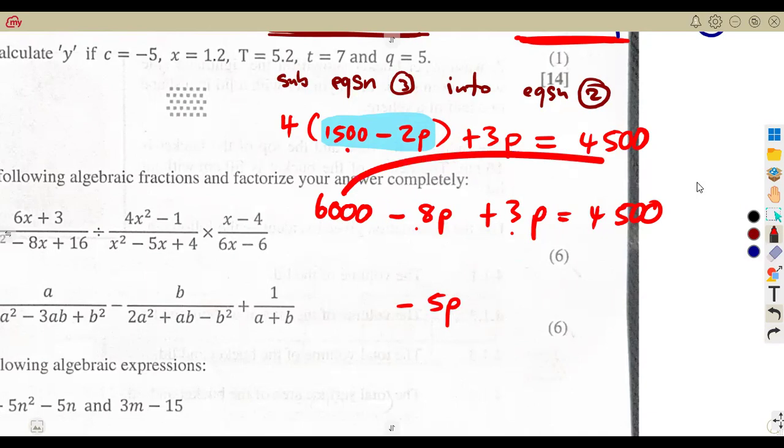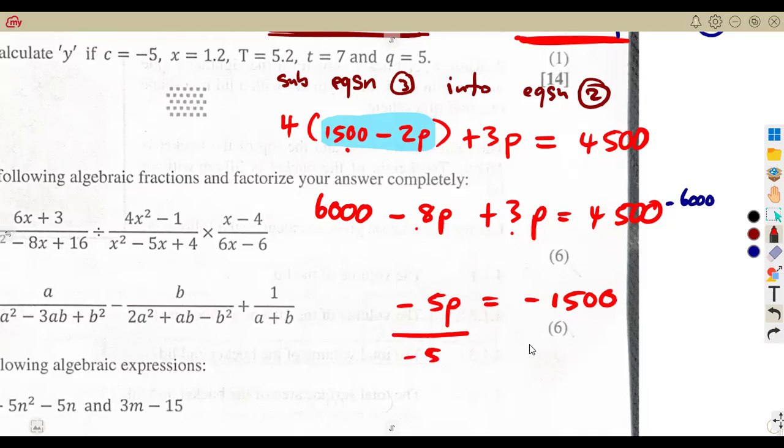You take the 6,000 to the other side of the equation, so it's going to be negative 6,000. So 4,500 minus 6,000 is what? That's minus 1,500. All right, just like that, divide by negative 5, divide by negative 5. So P is going to give us negative, negative, that's positive, so that's 300, or you can just use your calculator.